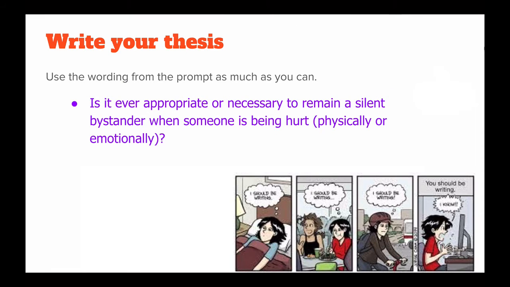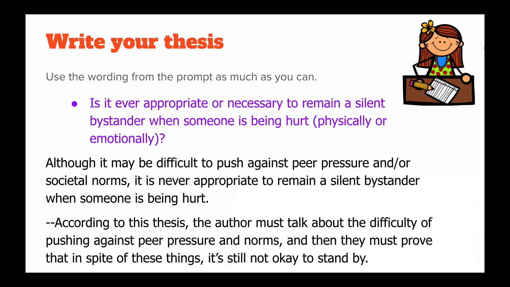And here's what that would look like. You'll want to use the wording from the prompt as much as you can. So let's say I take that bystander prompt. Is it ever appropriate or necessary to remain a silent bystander when someone is being hurt physically or emotionally? Okay, so there's the wording of the question. And if I'm going to formulate a response, it might look something like this. Although it may be difficult to push against peer pressure and/or societal norms, it is never appropriate to remain a silent bystander when someone is being hurt.